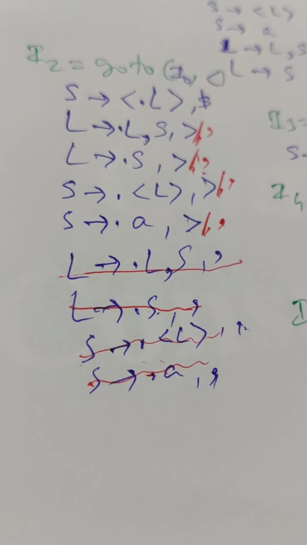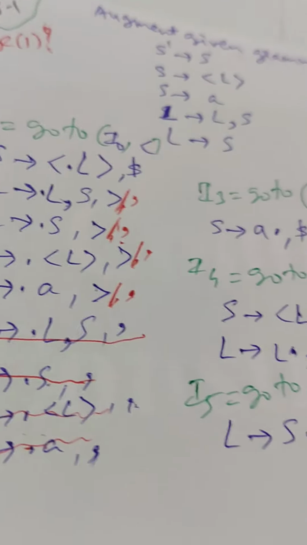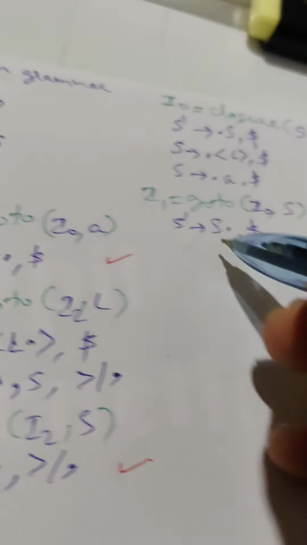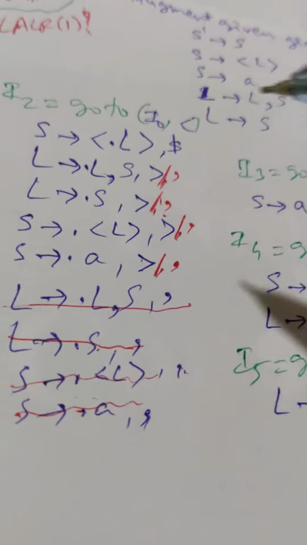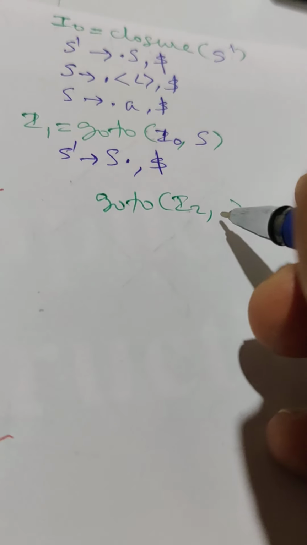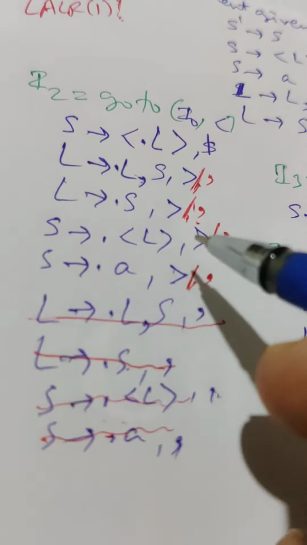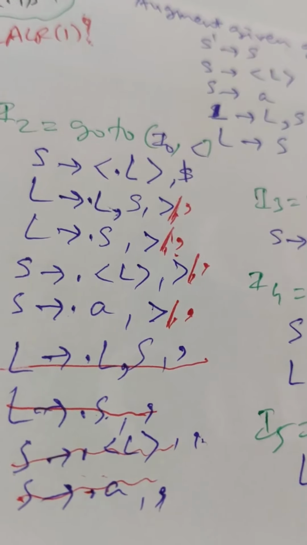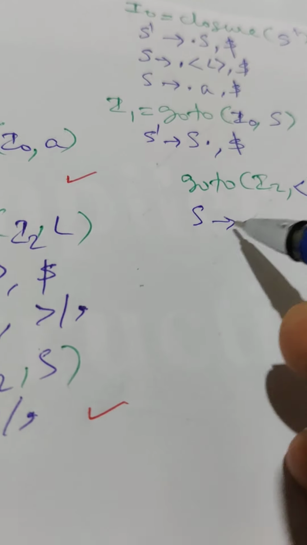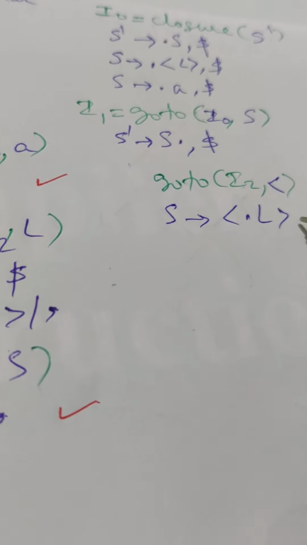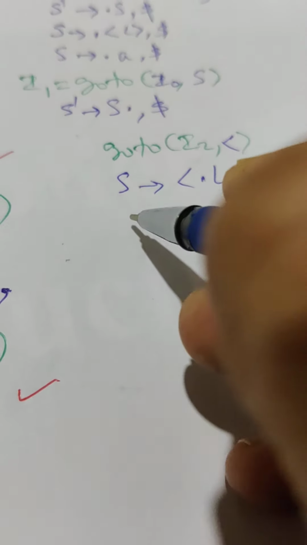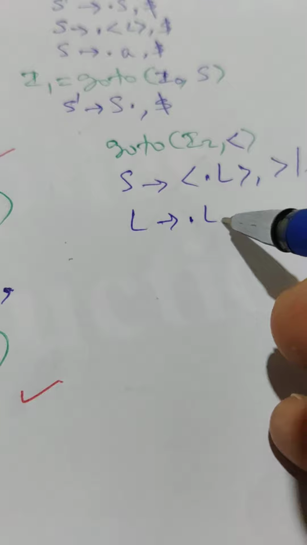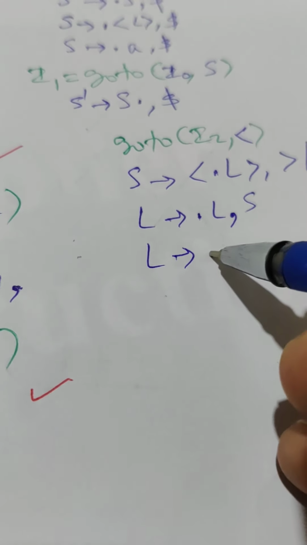I2 comma greater than sign. So it's going to be, writing here just to save the space, goto of I2 comma less than sign. That's a less than sign. So it's going to be S goes to dot L greater than sign, and here the lookahead is greater than sign or comma. Okay. Now because of dot L, rules of L here, so L goes to dot L comma S, L goes to dot S. I'm going a bit fast now.